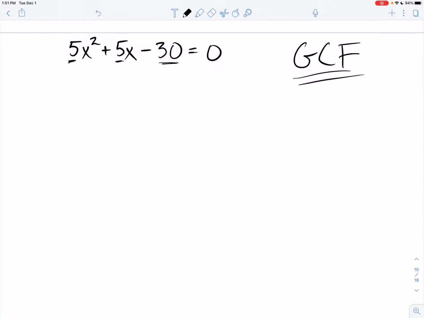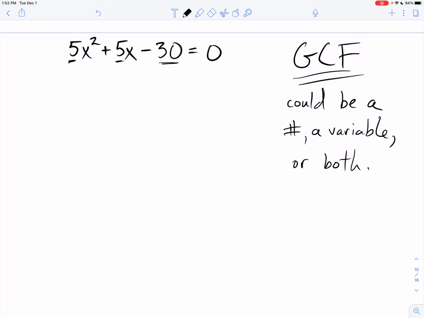Sometimes a GCF could be a number, a variable, or both. Let that sink in. It could be a number, it could be a letter, it could be both. This one, it's not both, because I got an X, I ain't got no X. All right. Poor grammar choice, ain't got no, but I can take a 5 out.